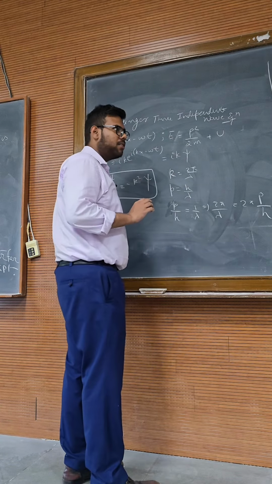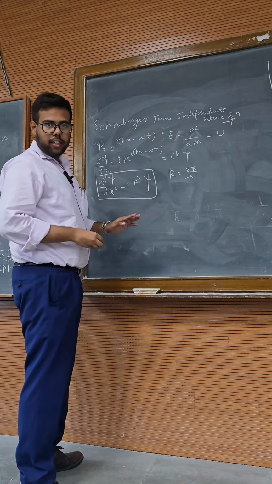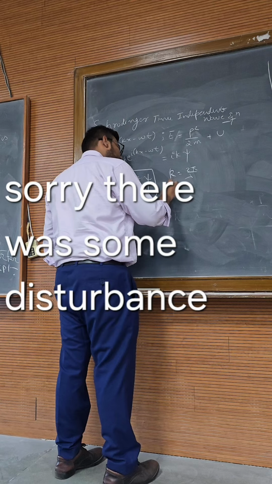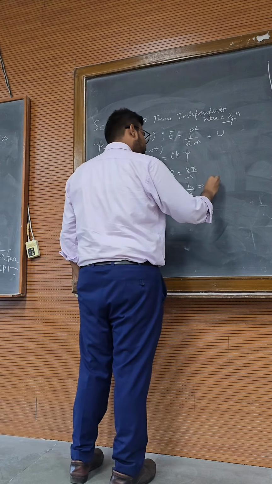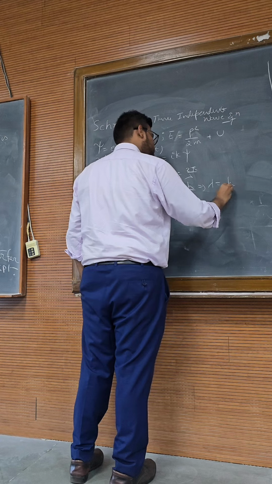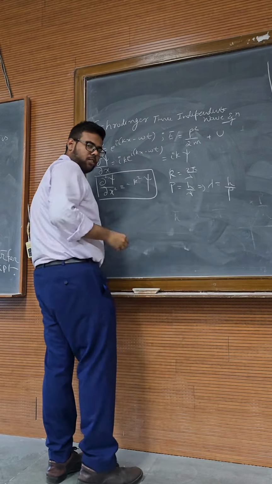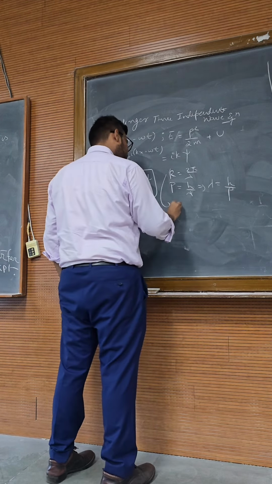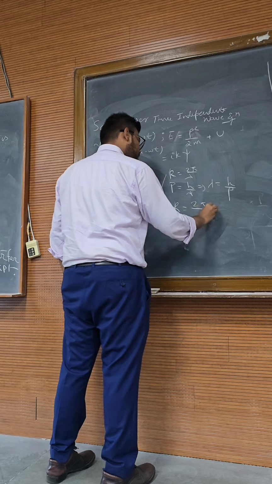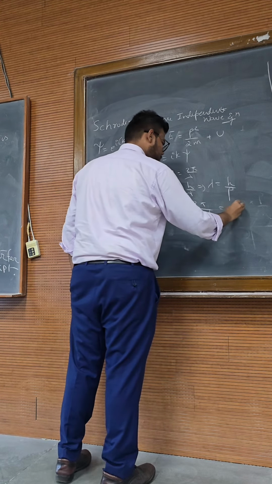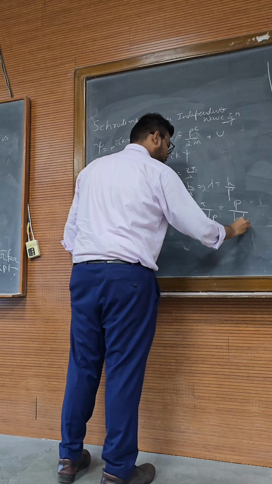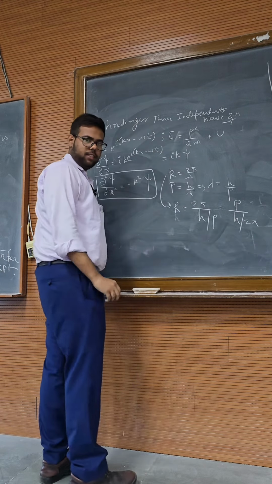Okay, so from this, we know that k is equal to 2 pi by lambda, and we know that momentum is equal to h by lambda. So from this we can say that lambda is equal to h by p. We can simply substitute it over here, and we will get k is equal to 2 pi by lambda, and lambda is h upon p. So you get p by h upon 2 pi, right? You will get it like this.